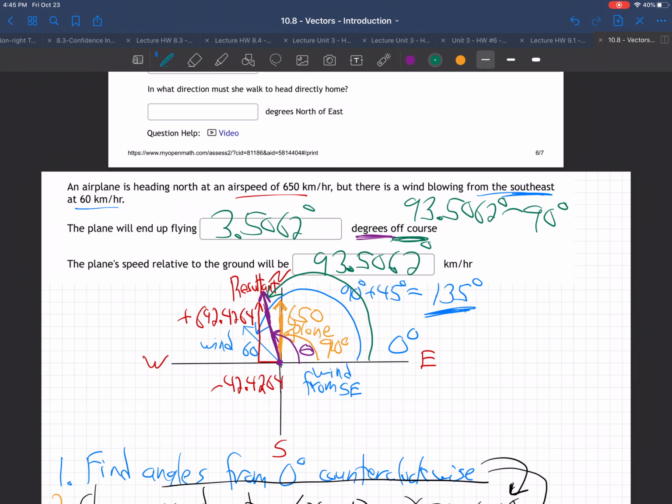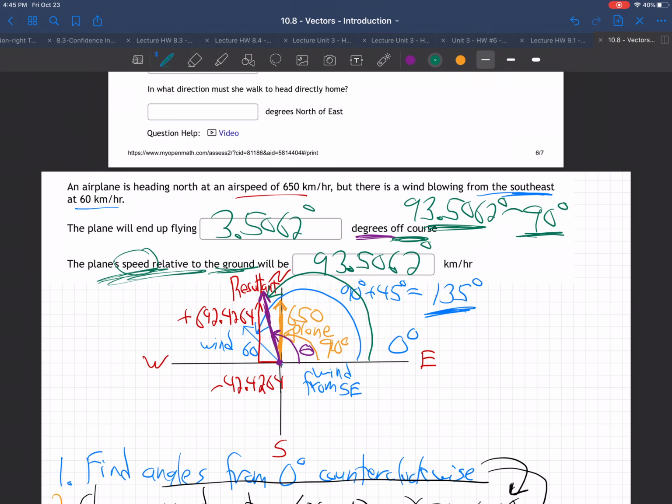Because it wanted to go straight north. It was trying to fly straight north, 90 degrees. How far off of 90? It's really flying at 93 degrees, so it's off a little bit. 3.5062 degrees. Finally, the plane's speed relative to the, what do they mean relative to the ground?